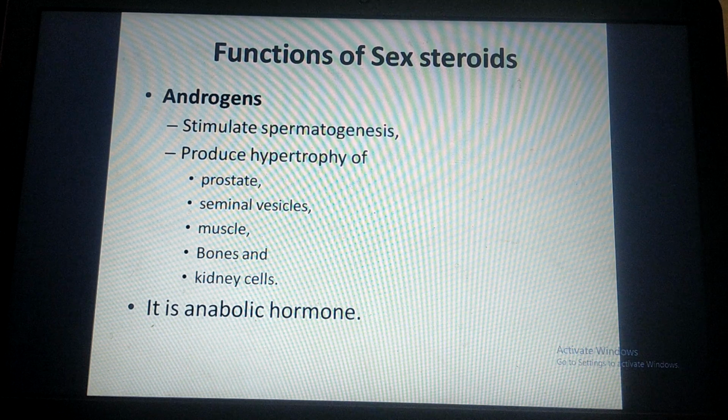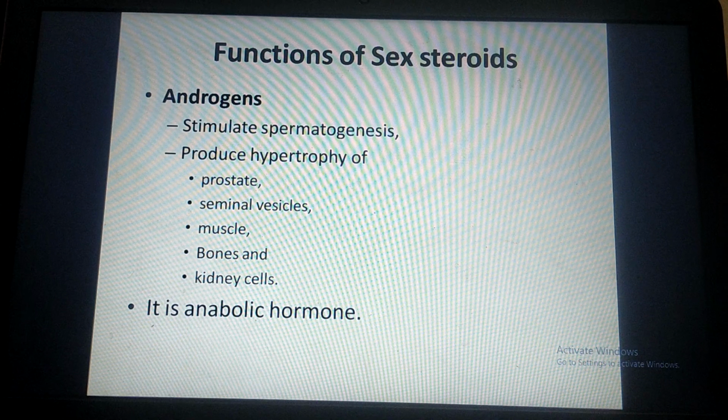Androgens, mainly found in males, stimulate spermatogenesis. They produce hypertrophy of prostate, seminal vesicles, muscles, due to which the males will have masculine body, bones and kidney cells. They are also called anabolic hormones.